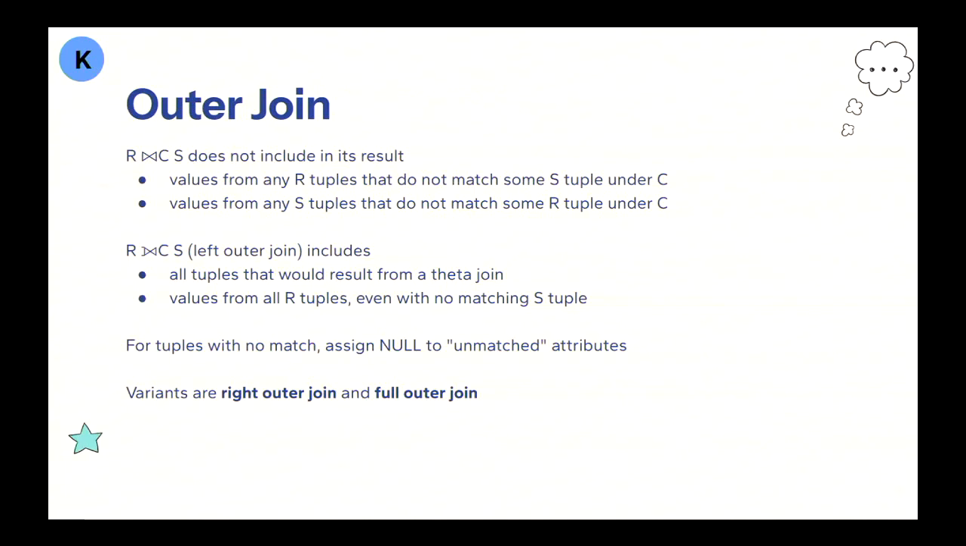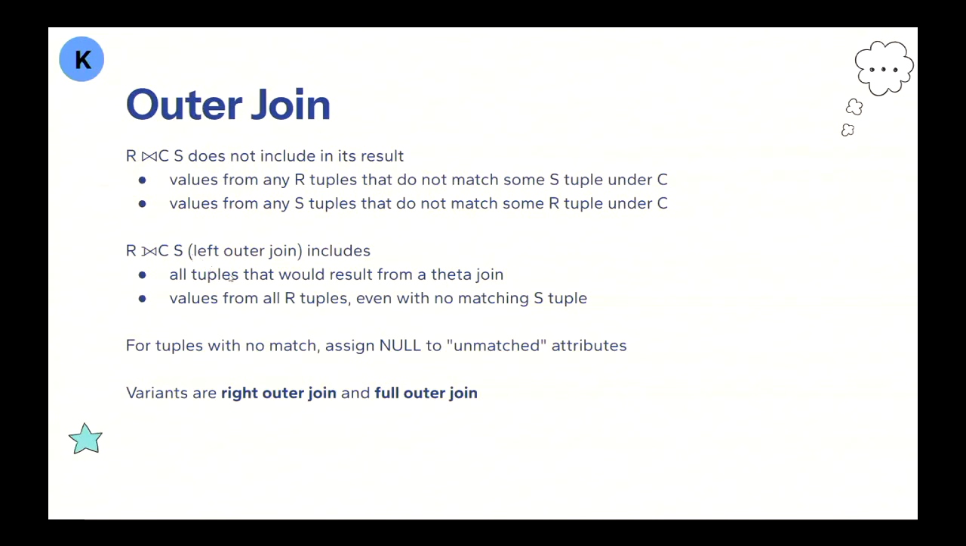And the last join here is called outer join, but this is not the last operator here. So outer join, so for natural join, what we do is we don't include the tuples from any operands that have no matching tuple from the other relation. So this is the theta join and natural join.